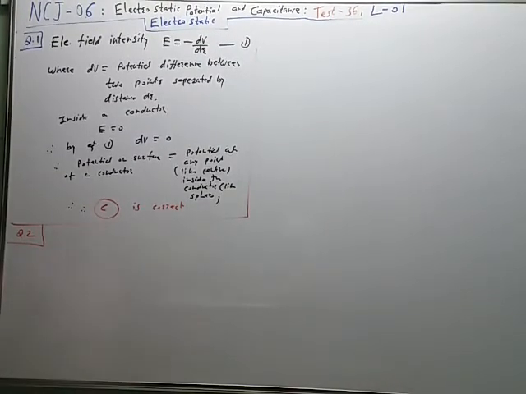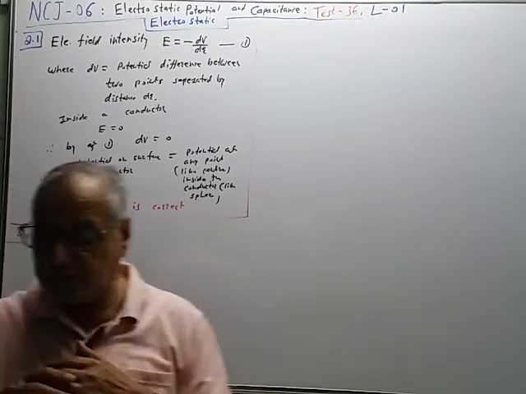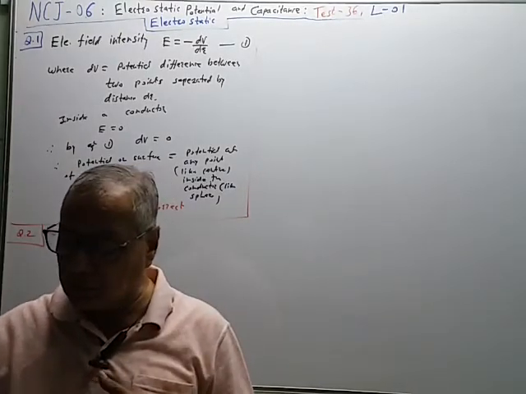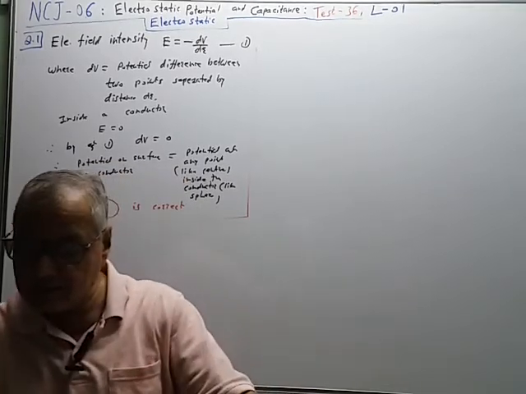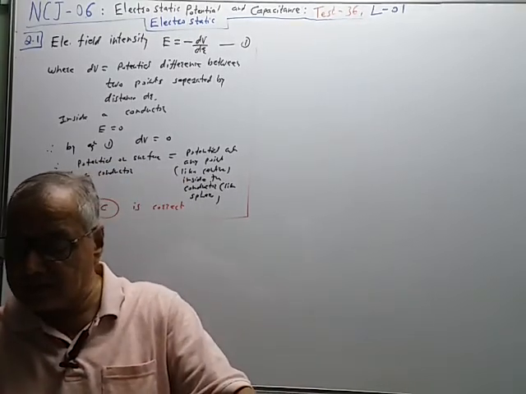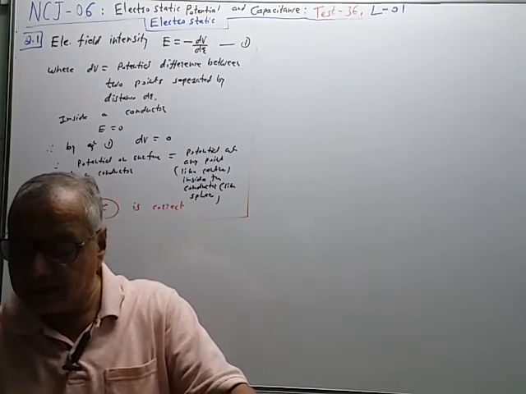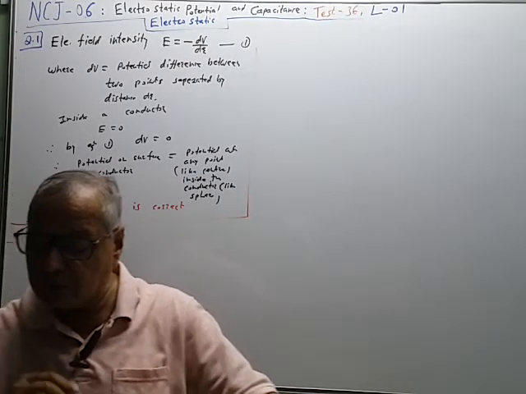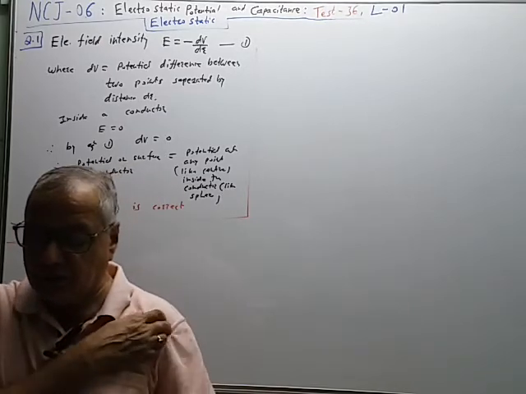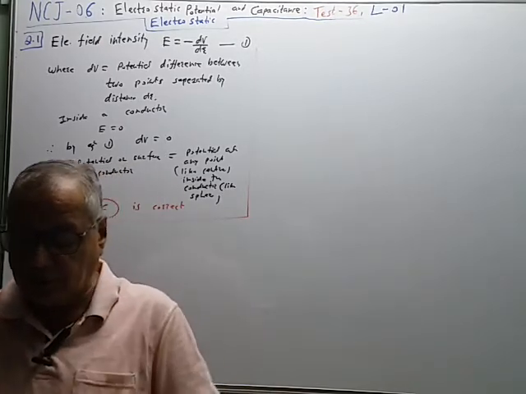Second question. Figure is given. The 3 charges plus Q0, minus Q and minus Q are placed at the vertices of an isosceles right angle triangle as shown in the figure. The net electrostatic potential energy is 0 if Q0 is equal to.